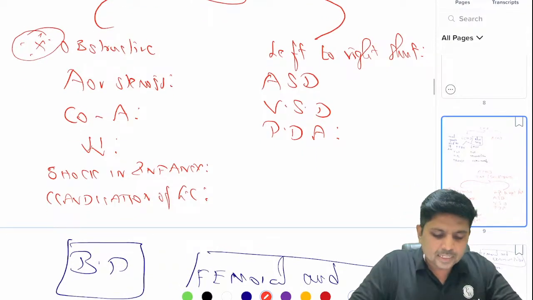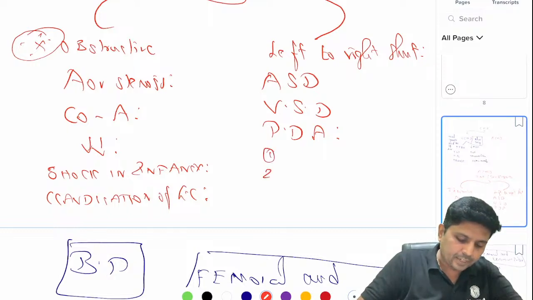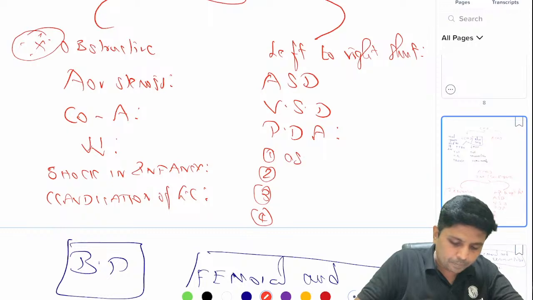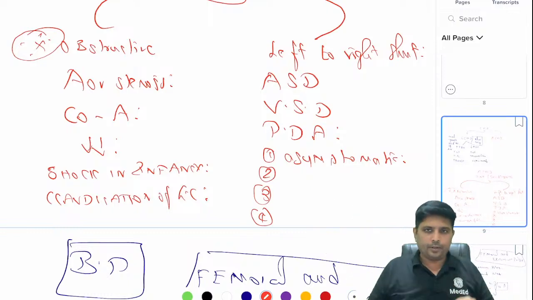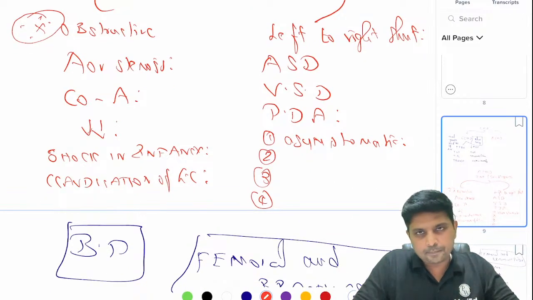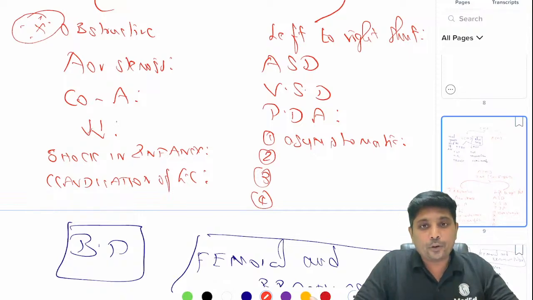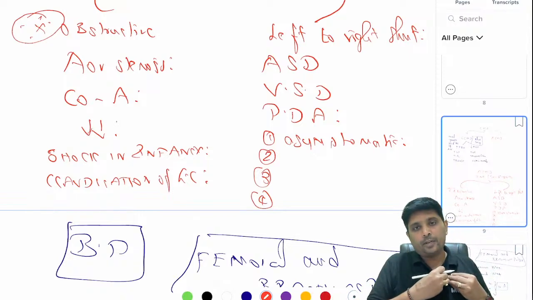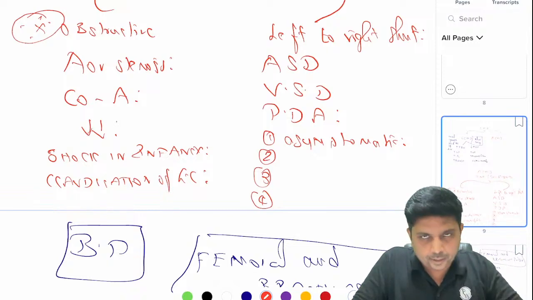Whereas ASD, VSD, and PDA, what are all the manifestations? One, they can be asymptomatic. A simple murmur you can hear. They will be asymptomatic, with only an incidentally detected murmur. The child will be otherwise normal. Going for some routine check, the doctor would have diagnosed some systolic murmur here, some systolic murmur there, or a continuous murmur here. In that way, they can be diagnosed.